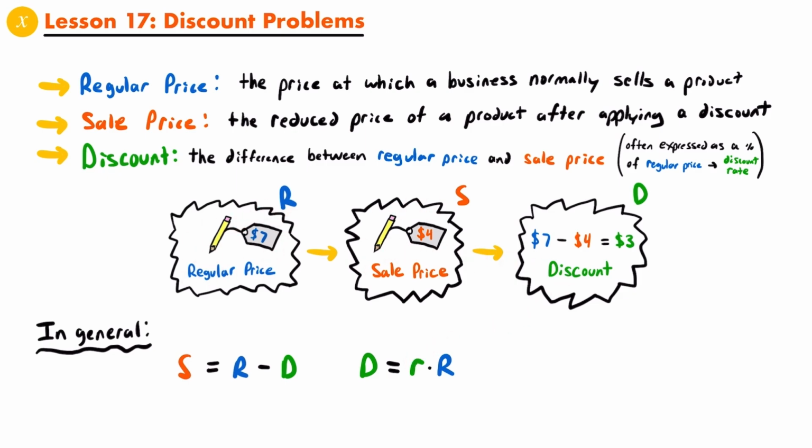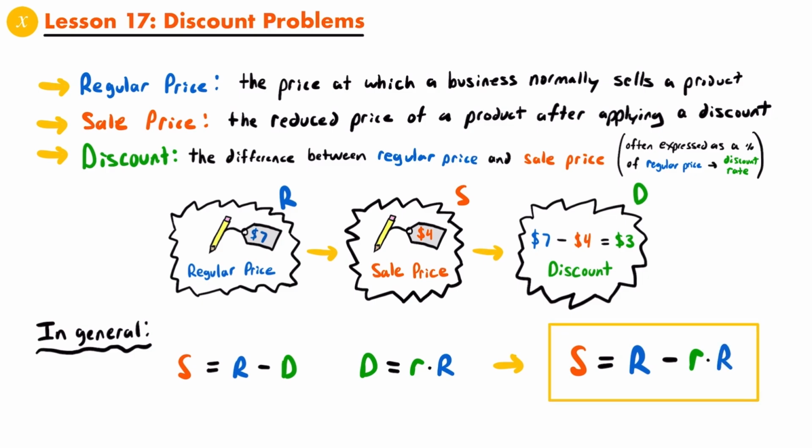So what we can do here is replace this D in this equation, where the sale price is equal to the regular price minus the discount. We can replace the discount D with the discount rate times the regular price, because that's what the discount D is equal to. So putting everything together, we get that the sale price is equal to the regular price minus the discount rate R times the regular price. And that right there is the equation that we are going to use to help us solve discount problems.